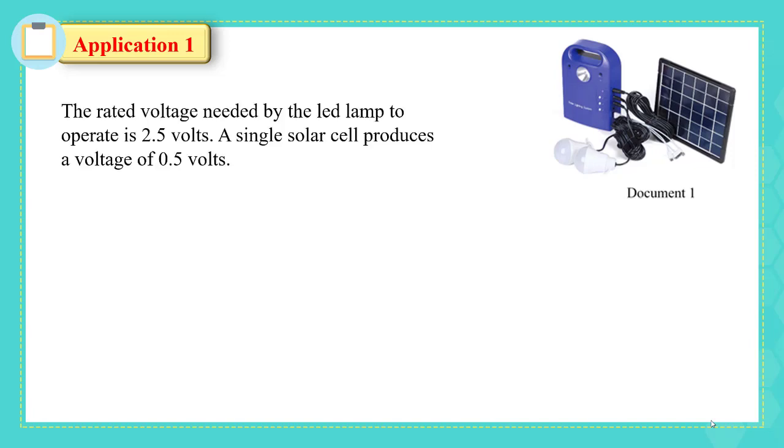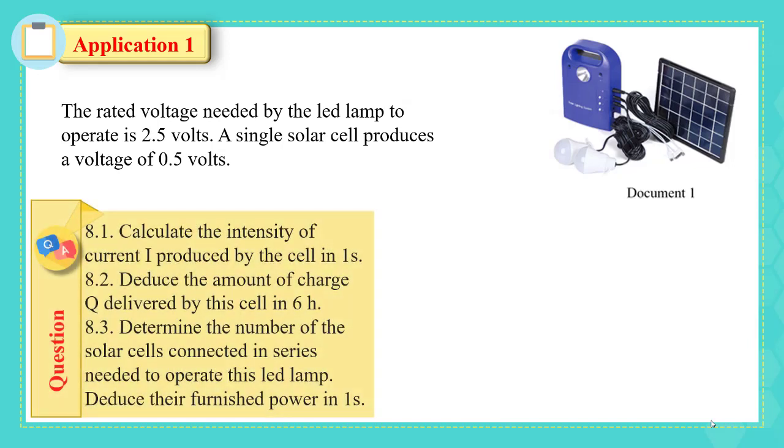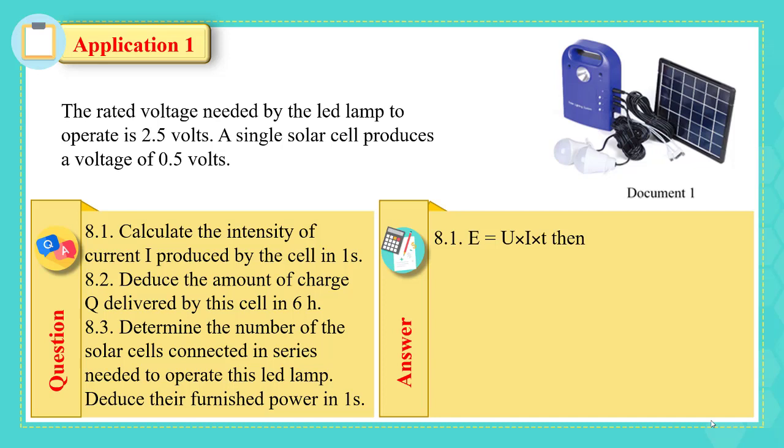The rated voltage needed by the lamp to operate is 2.5 volts. However, the single solar cell produces a voltage of 0.5 volts. In part 8.1, we have to calculate the intensity of current produced in 1 second. We know that the expression of the electric energy is E equal U times I times T. So I is equal to E divided by U times T. I substitute the values and we get I equal to 2 ampere.